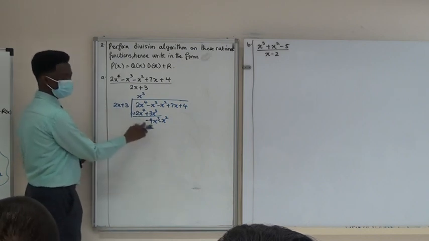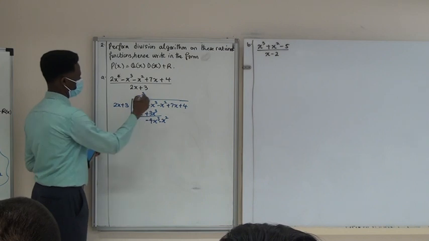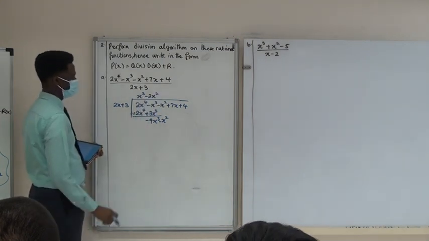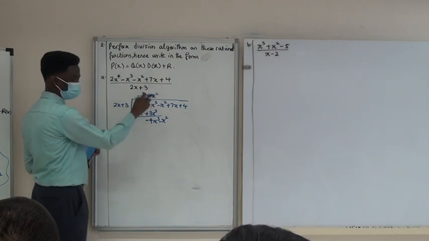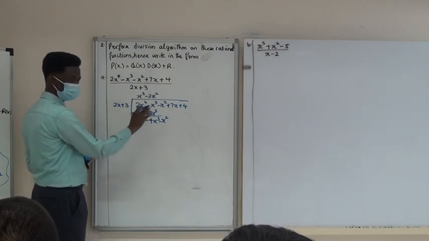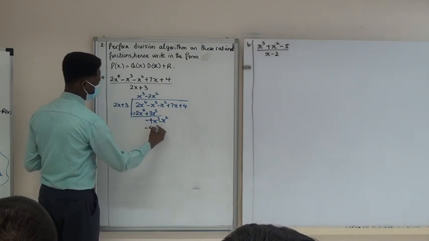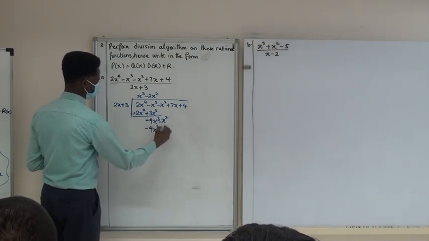So again, the first one on the first one, what do you get? Negative 2x squared. Understood? Yeah. So multiply back negative 2x squared, please, not the 2x squared only. So what do you get? Negative 4x cubed, minus 6x squared.